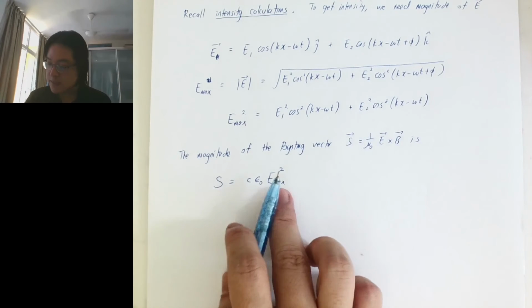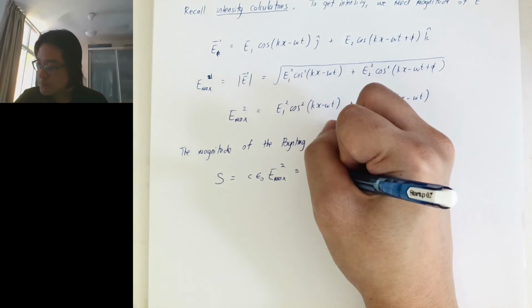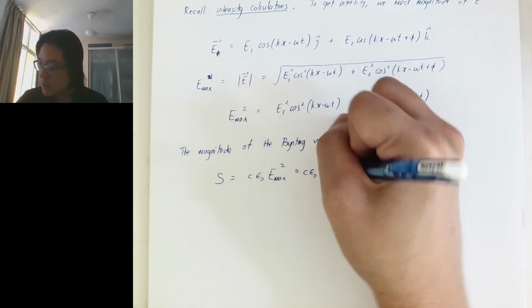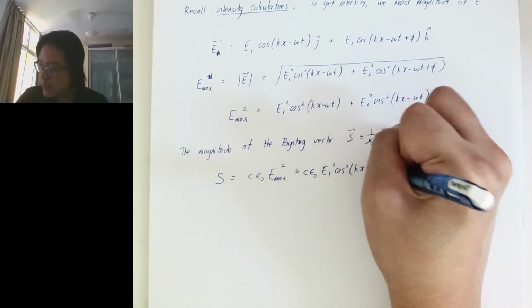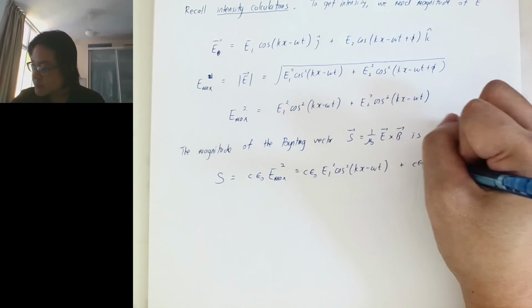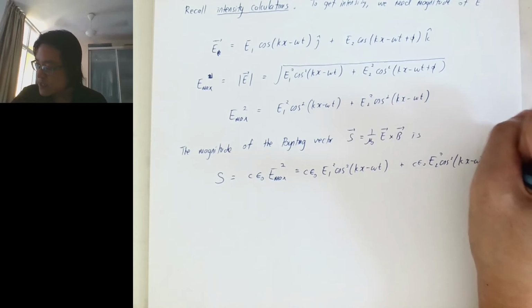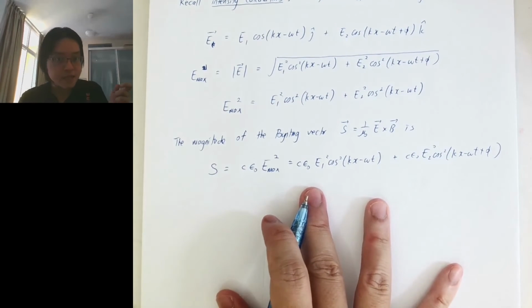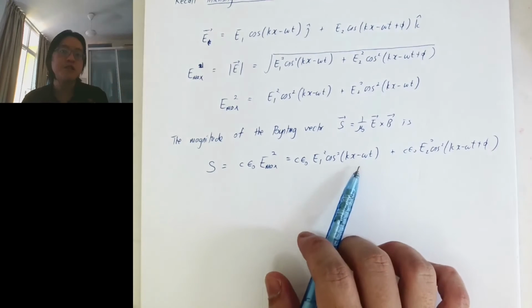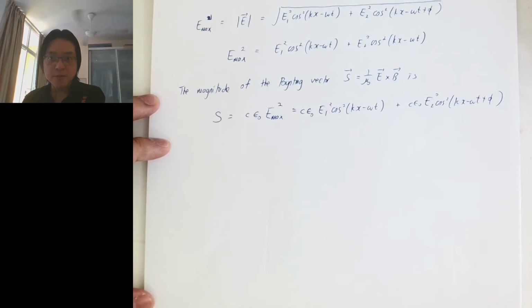And this is E max square, but E max depends on the sum of these two terms. So it is c epsilon E1 square cos square(kx minus omega t) plus c epsilon E2 square cos square(kx minus omega t plus the phase difference). This is the instantaneous magnitude of the Poynting vector. It changes over time. To get the intensity, we need to take the average of this function, right? So we need one more step.